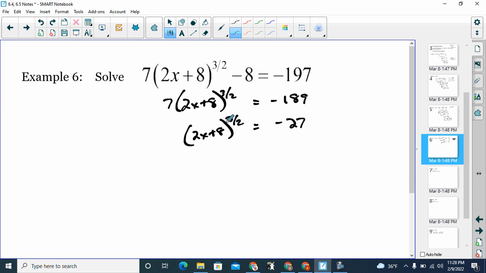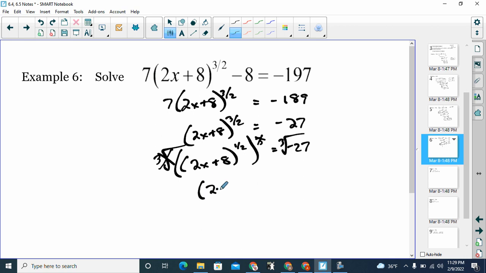Again, once I get the quantity by itself here, I'm going to split that up into 2x plus 8 to the 1/2 and then cubed, so that when I undo things, I can then undo them from the outside in. So to undo a cube, we're going to cube root both sides. I get 2x plus 8 to the 1/2 equals negative 3.